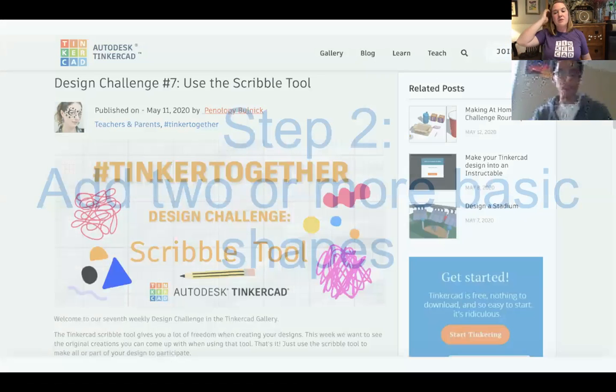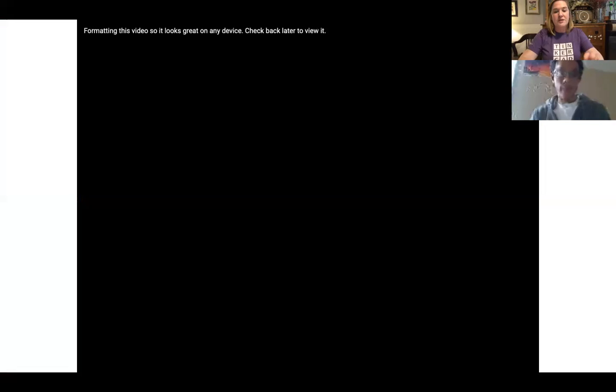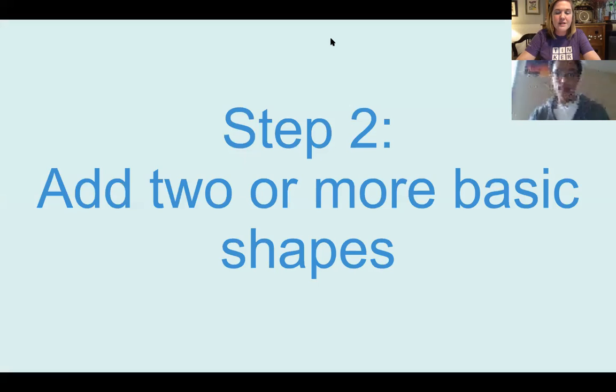All right, so step two, if you're sticking around to Tinker Together. The next step, after I created the exterior of the abalone house using the scribble shape, I thought about what other basic shapes I can add to make it look more like a building. For me, it needs a floor, and it also needs walls in some way. So step two is to take what you made in Scribble and add two more basic shapes to it.